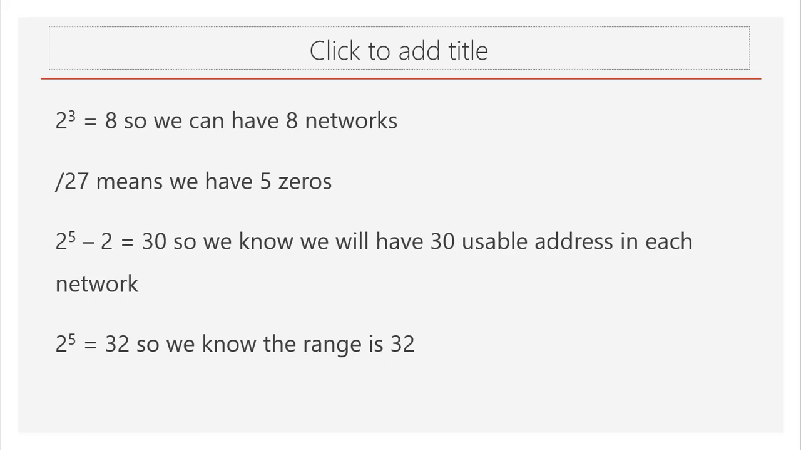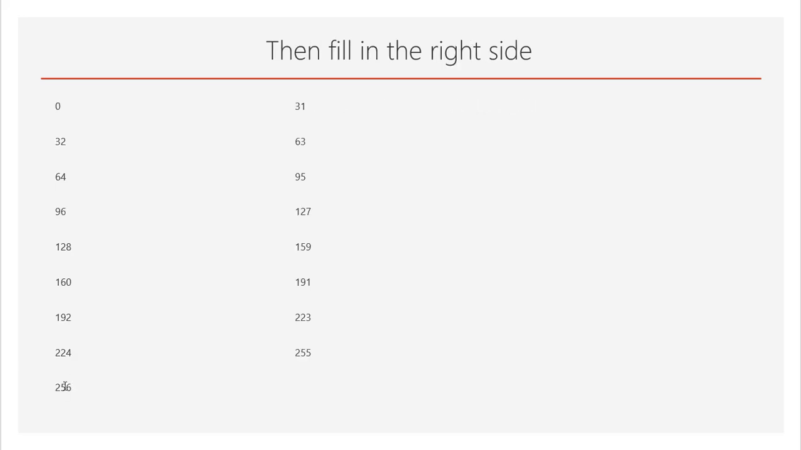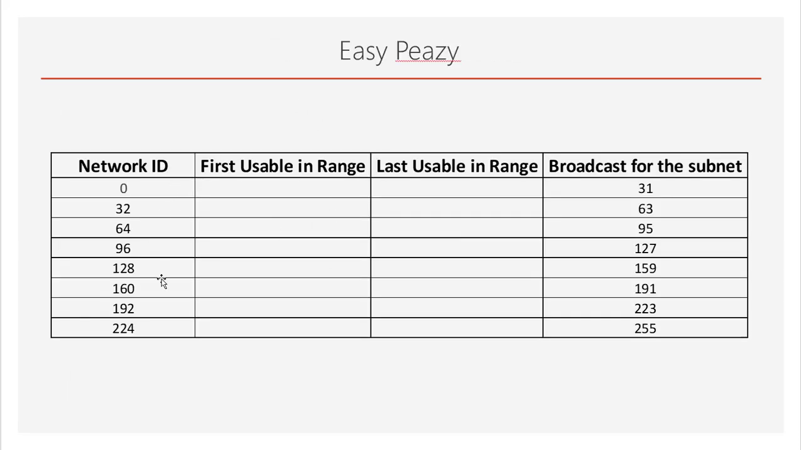So now that we know the range is 32, we can fill out the left side. So 0, add 32, add 32, add 32, add 32, add 32, and eventually we'll hit 256. Once we do that, we just subtract 1 from the right side. So 256 minus 1 is 255, and then 224 minus 1 is 223, 192 minus 1 is 191, 160 minus 1 is 159. So now we have the left and right side of our charts, and we can pop them in.